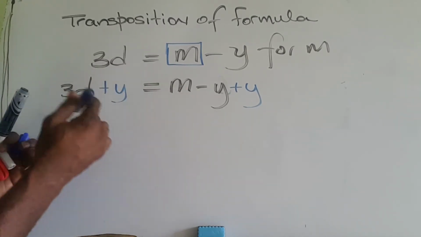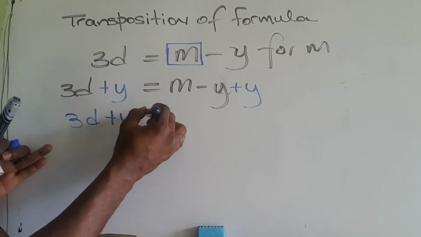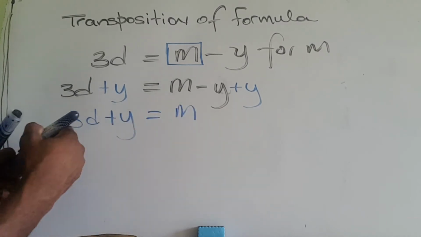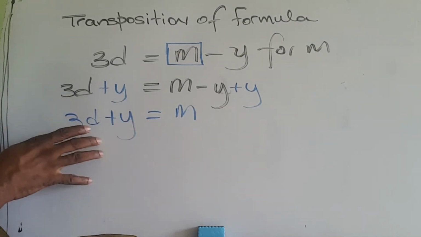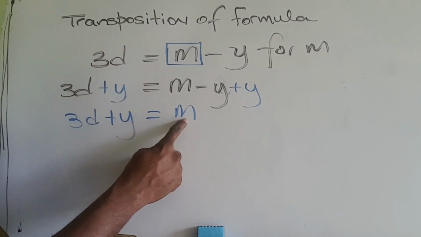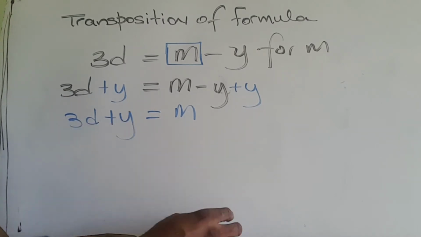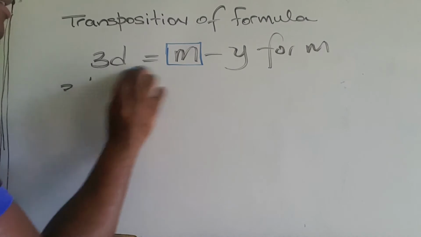Now let's simplify. When we simplify this, we're looking at 3d plus y is equal to m. So now you could see that the m is now by itself and everything else is on the other side. And that's what we mean by transposition of formula, to make m the subject of the formula. All right, let's go further and look at some more things.